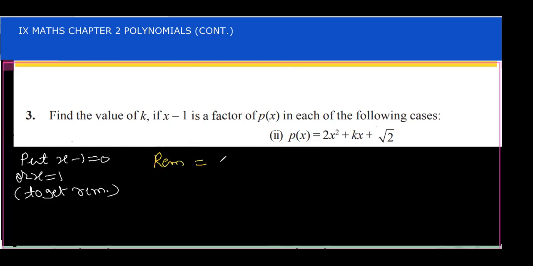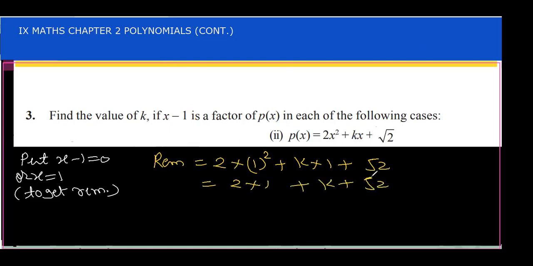x की जगह 1 पुट करिए, so 2 into 1 square plus k as it is into 1 plus root 2. 2 into 1 plus k plus root 2. So k plus 2 plus root 2. ये हमारे पास इसका एक रिमाइंडर है. When we divide this 2x square plus kx plus root 2 by the polynomial x-1, we get this remainder using the remainder theorem.